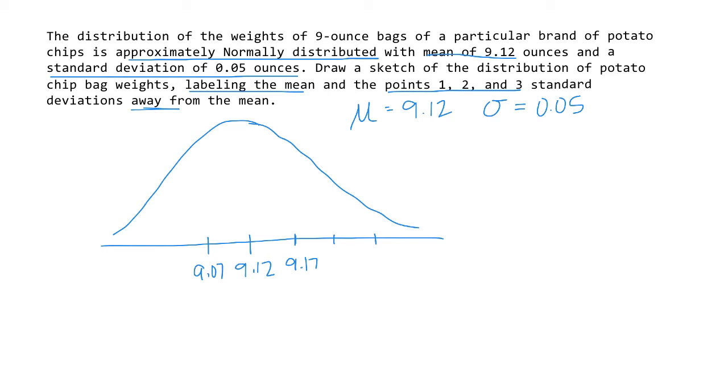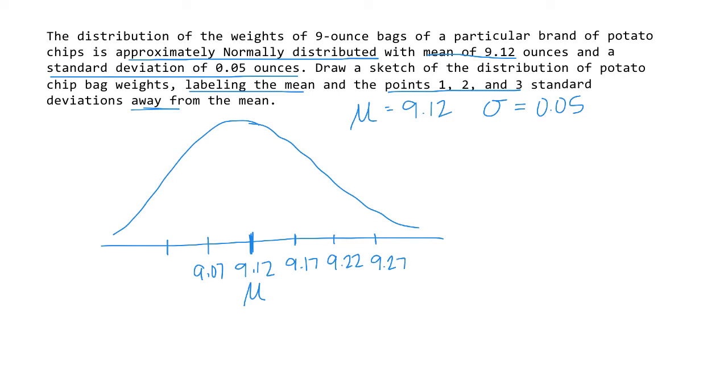Now I'm going to go 2 standard deviations away in each direction. Again, the mean was right here in the middle. In fact, I'm going to label it mu so we know that's the mean. Now I'm going to go 2 standard deviations above the mean. 1 standard deviation was 9.17. I'm going to add another 0.05, and we get 9.22. Then 3 standard deviations above the mean, add another 0.05, and we get 9.27.